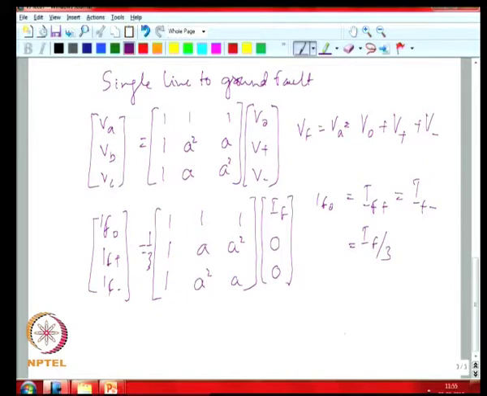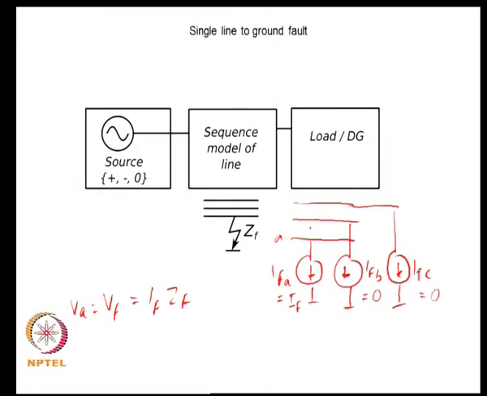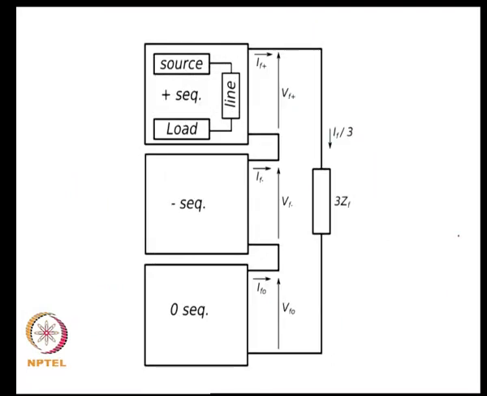So, essentially now if you look at the constraints that you have, your VF is equal to V0 plus V plus plus V minus, and the currents flowing through these sequence component models are equal. What it reflects is a circuit that is connected in series, where the total voltage is the sum of the individual voltages and the value of current going through is the same. So, you have components that are connected in series. If you look at the equivalent sequence model to analyze this particular fault, you would have the three components connected in series.